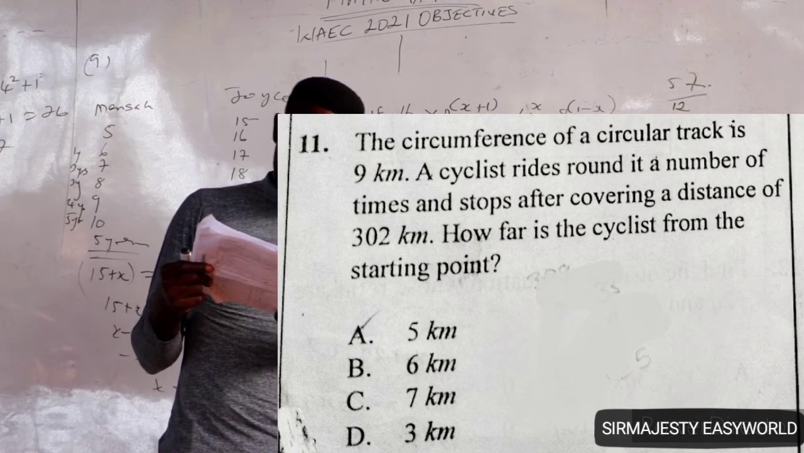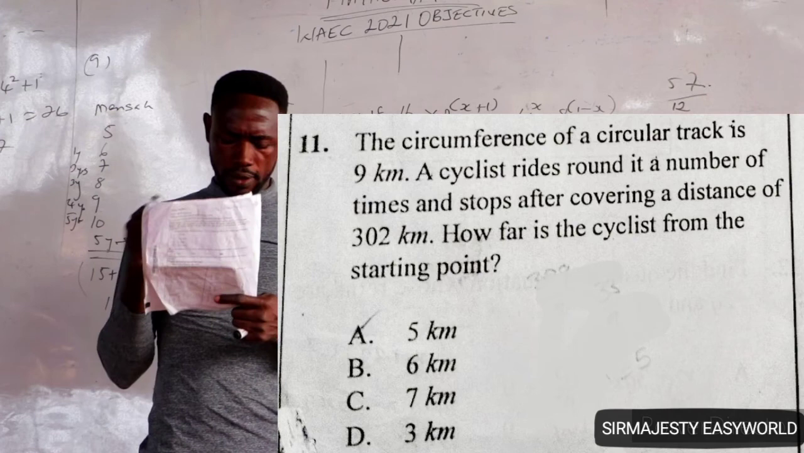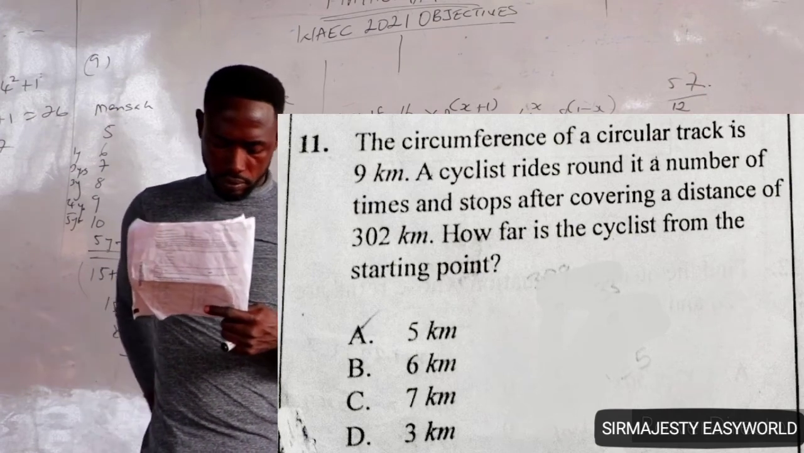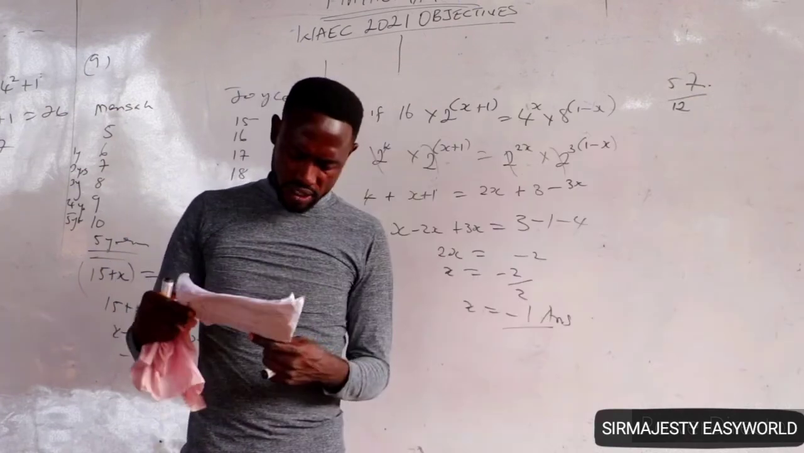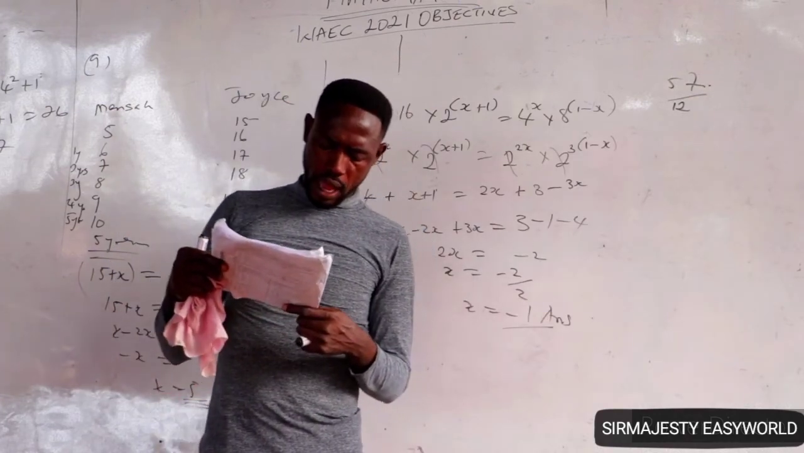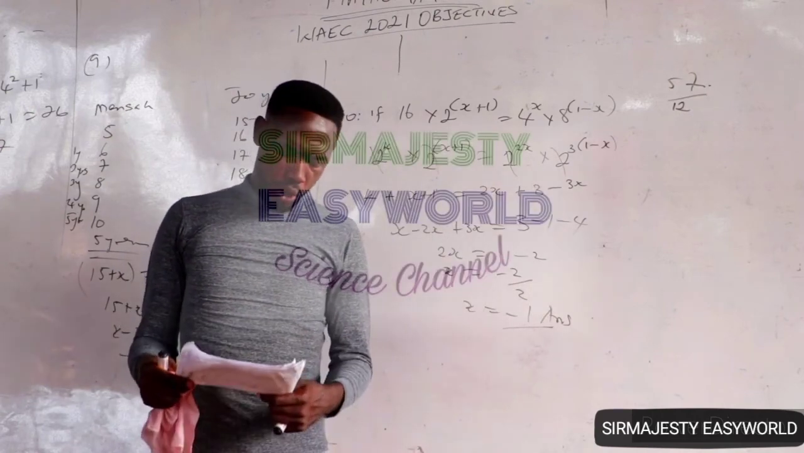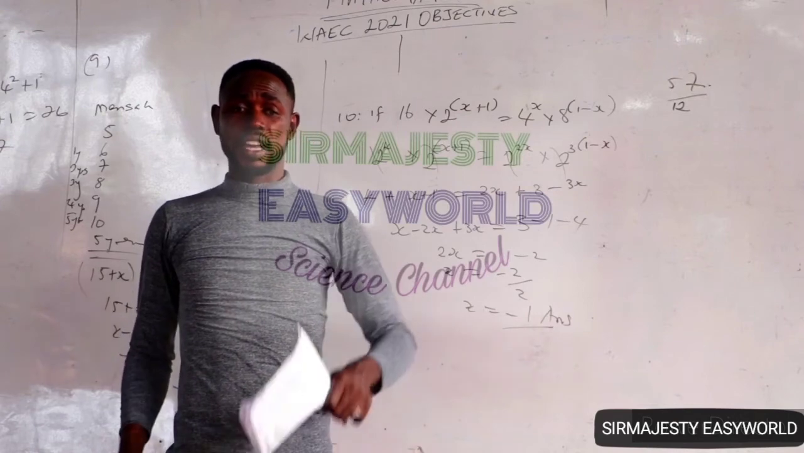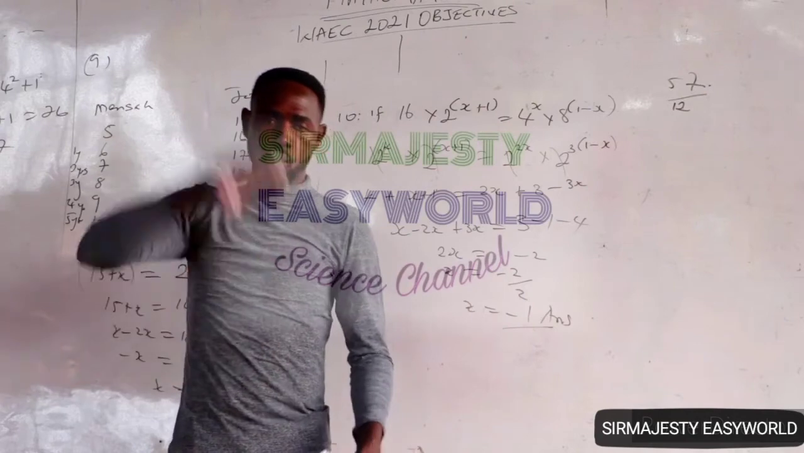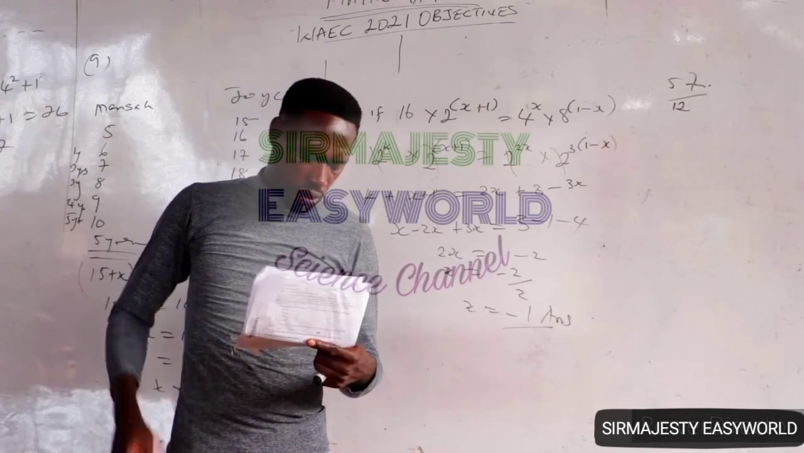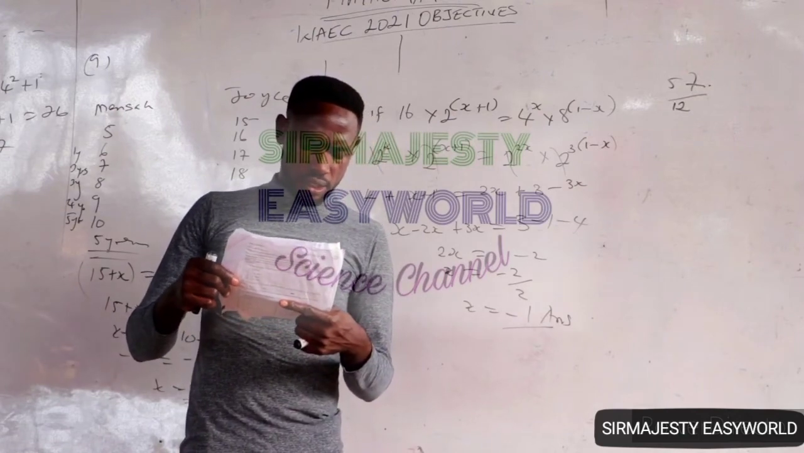Okay. Then question number 11 says the circumference of a circular track is 9 kilometers. A cyclist rides round it a number of times and stops after covering a distance of 302 kilometers. How far is the cyclist from the starting point? From the starting point, in this question, you should assume that wherever the cyclist starts, the distance is 0. The starting point is 0 distance. And one complete cycle should be 9 kilometers according to this question. And after everything, the total distance covered is 302.